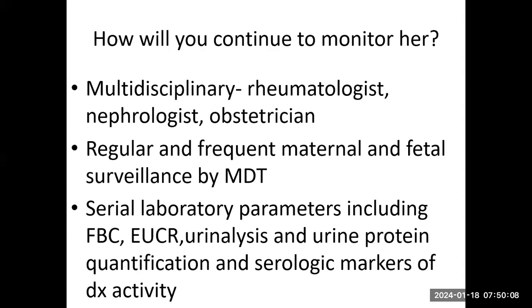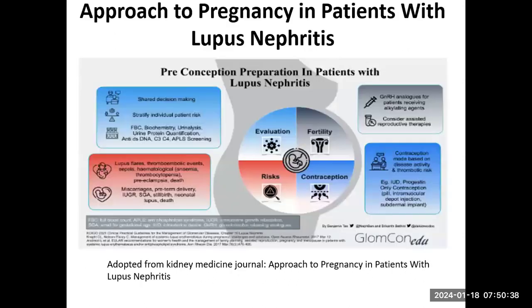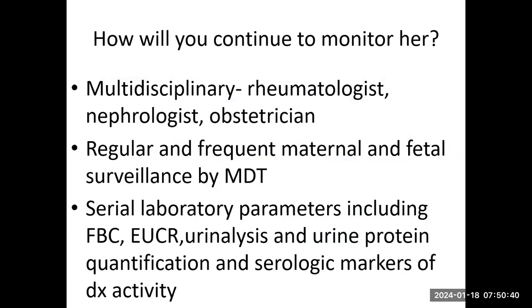How would you continue to monitor the patient? The monitoring of the patient, like I said earlier, would be multidisciplinary, involving the rheumatologist, nephrologist, and obstetrician, and she would be on regular and frequent maternal surveillance. During this period, she will have baseline laboratory parameters and serial laboratory checks, including full blood count, urinalysis, electrolytes, creatinine, urea, and protein quantification. So that ends the presentation.